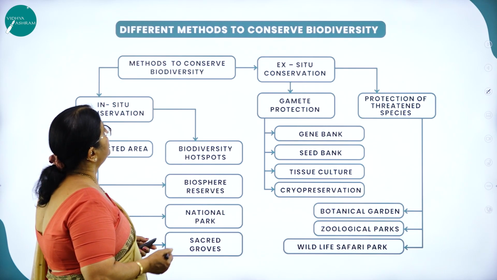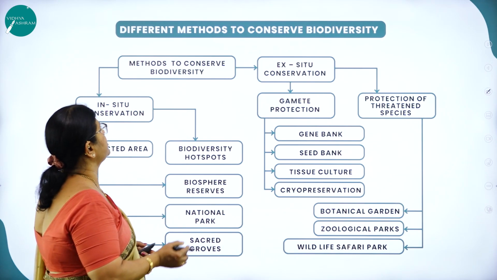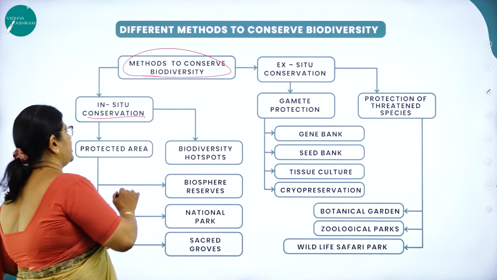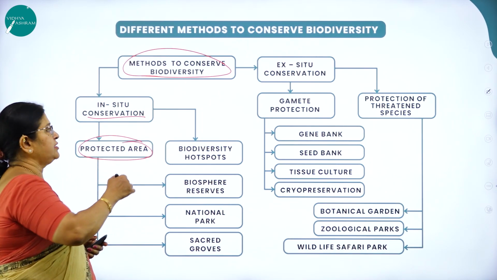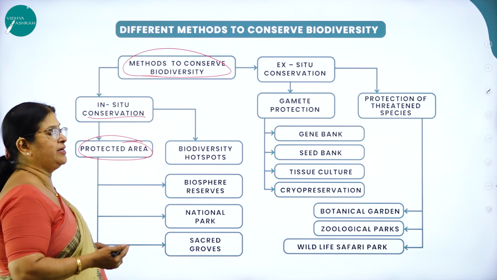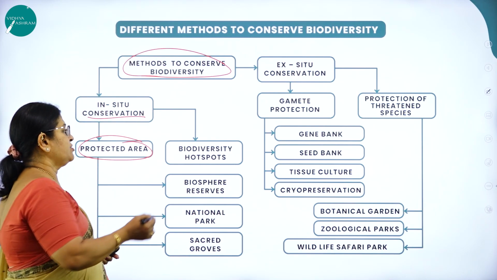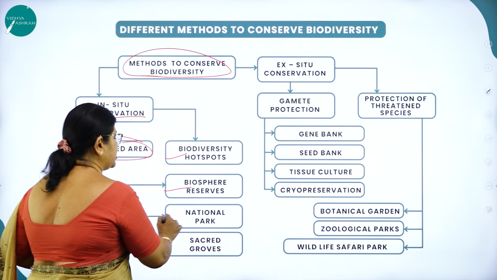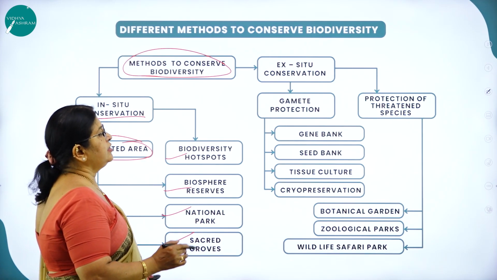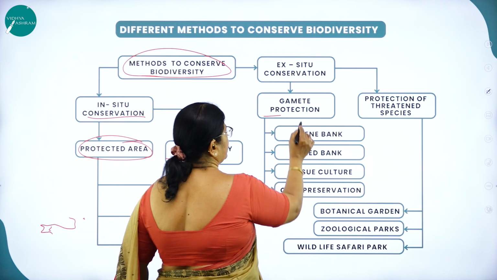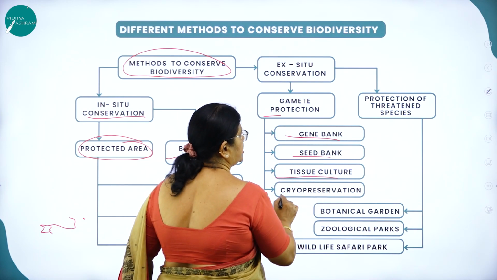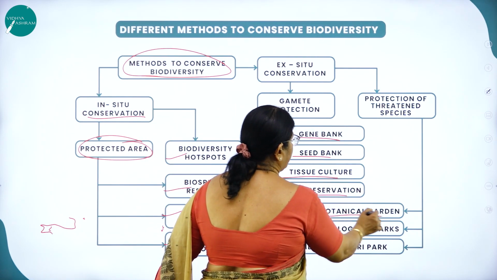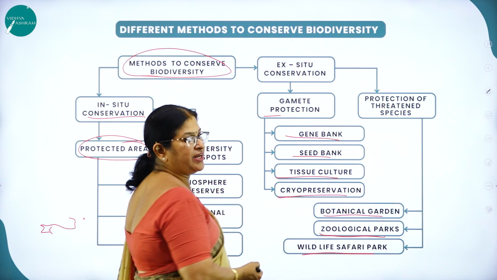Right. Next, different methods to conserve biodiversity, that is in situ and ex situ. What are the examples? What is in situ? They are protected in a natural habitat, like we have biodiversity hotspots, biosphere reserves, national parks and sacred groves. For ex situ conservation, we have gene bank, seed bank, tissue culture and cryopreservation, and also botanical garden, zoological park and wildlife safari park.